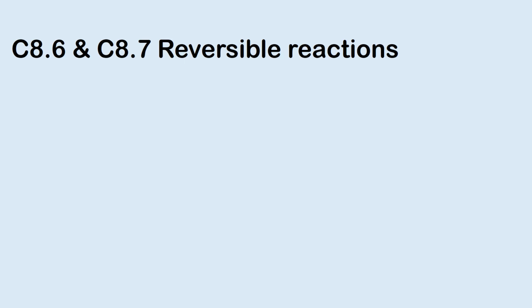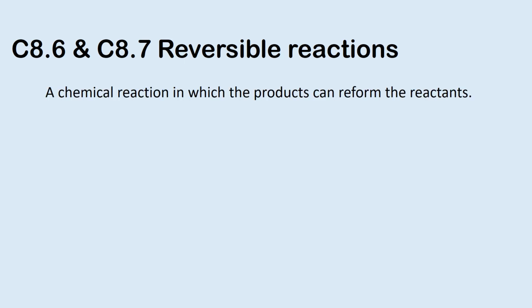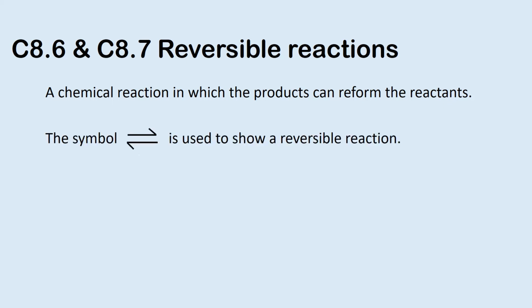Right, so this particular lesson, C8.6, is all about something called a reversible reaction. Now, if you want a simple definition, you can probably guess from the name, but a reversible reaction is a chemical reaction in which the products, so that's the things at the end of the reaction, can reform the reactant. So if you like, it will be reversed. This symbol here, the double-headed arrow, well, it's not really a double-headed arrow, but the two half arrows going in each direction, is the symbol that is actually used for a reversible reaction.